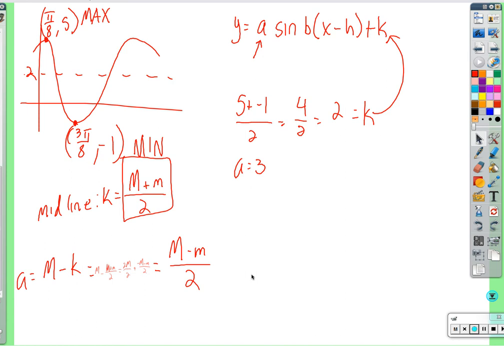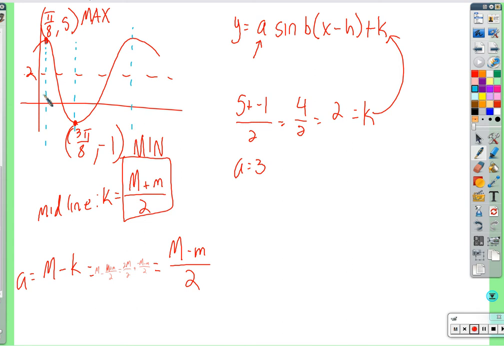Why don't you add the maximum plus the minimum because it gives you the other side, or how about this? By the way, when we say the maximum, we're talking about the y value. The maximum is 5, and the minimum is negative 1. But the x part of the maximum, the x part of the minimum. So what about the distance from here to there? How much of the period is that? Half. So if we figure out how big that is, multiply it by 2, we get the period.